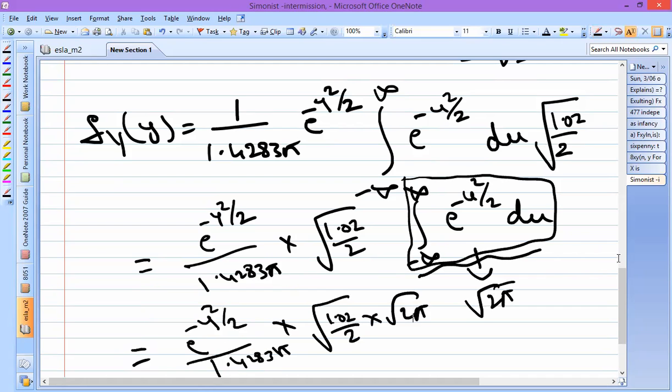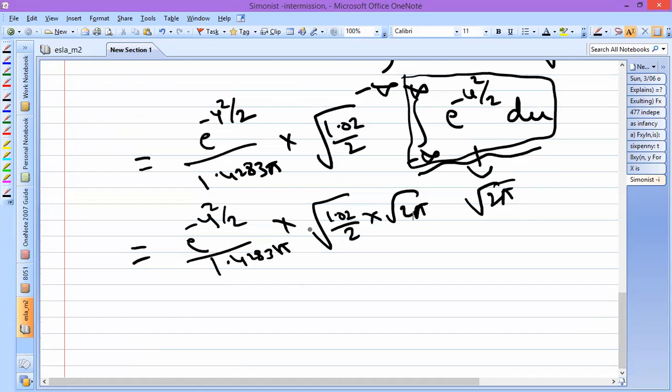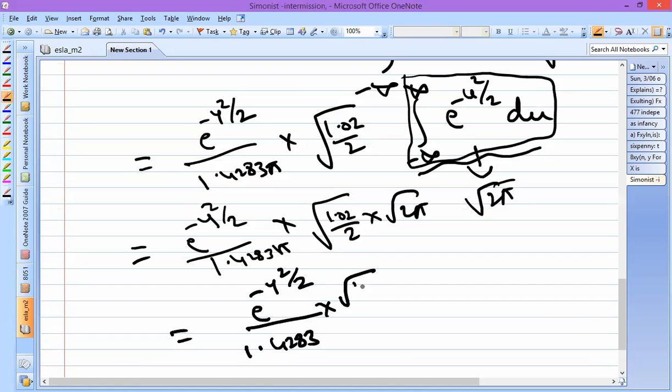So now if you simplify this, you can see that root 2 gets cancelled. Here we have root 2, here also we have root 2, so we can write this equation as e to the power minus y square by 2 divided by 1.4283 into root of 1.02 into root pi. Here also we have pi, so root pi divided by pi gives root pi in the denominator. And if you divide root 1.02 by 1.4283, it will give the answer as root 2 itself.